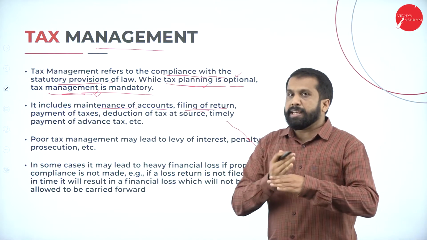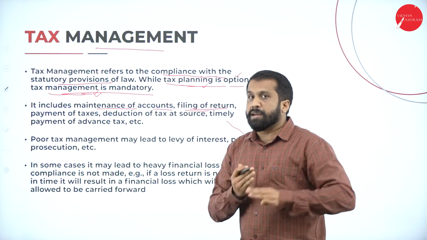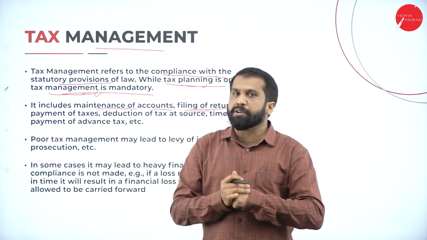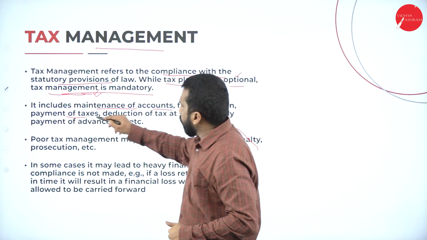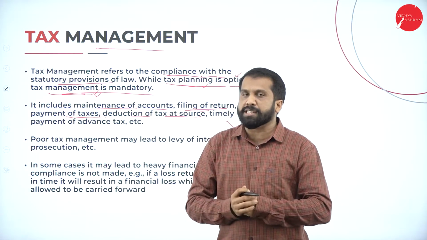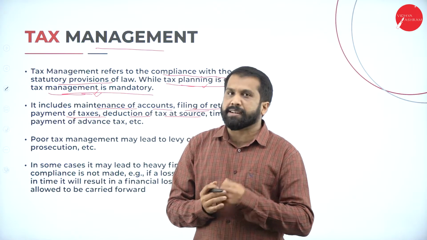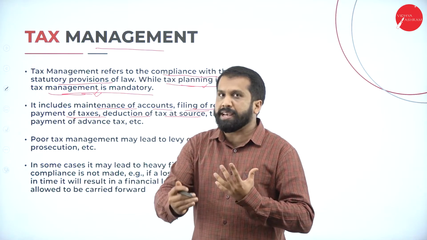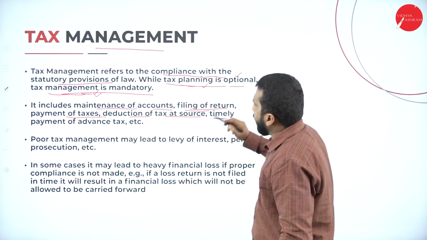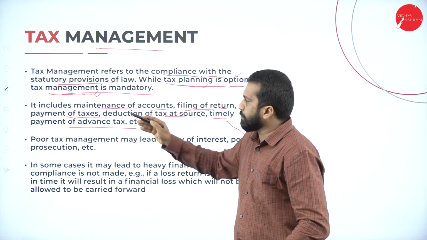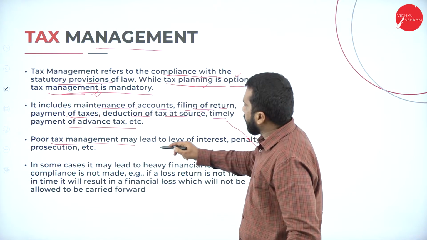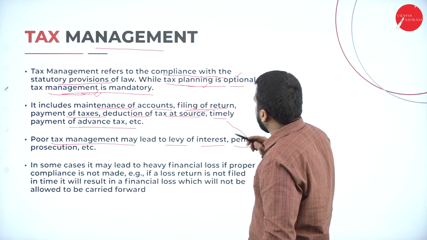Filing of returns: quarterly returns every 3 months, half-yearly returns every 6 months, yearly return every 12 months, you have to do it properly. Payment of taxes, deduction of tax at source. If there are any deductions, any TDS, tax deducted at source, we will discuss later what TDS is. Now, timely payment of advance tax, all comes under your tax management. Poor tax management may lead to levy of interest and penalty.